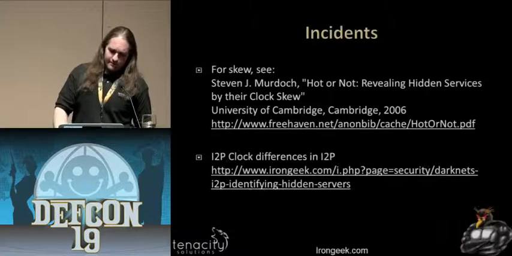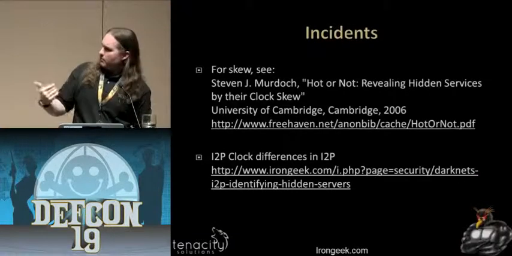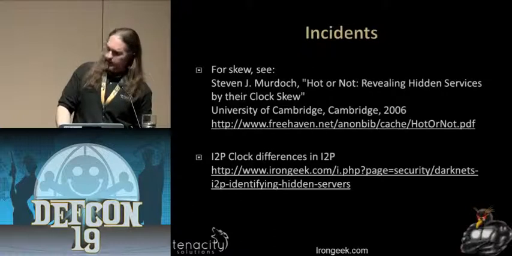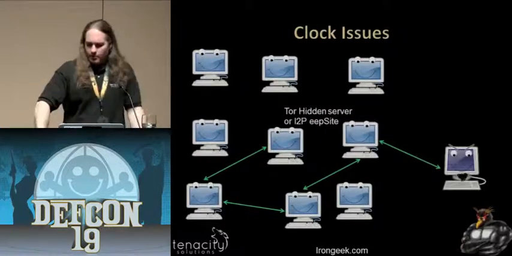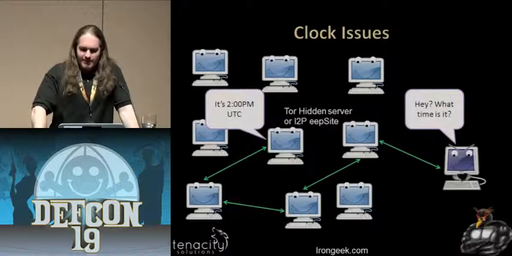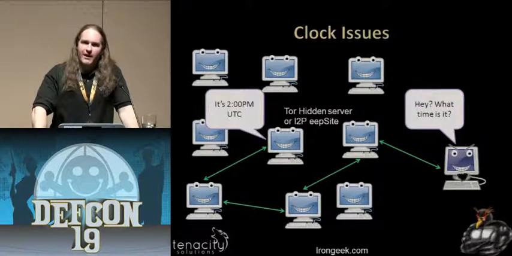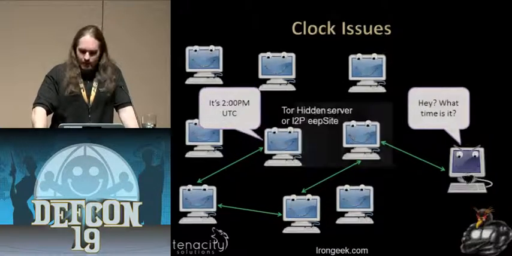There's also been some research on I2P clock differences, and I'm going to show you a table here in a second for a project I did for Tenacity a few months back. But a quick illustration, just because I love putting up these smiley computers. You ask what time it is, you get a report back, and you can start profiling: how different is this person from me, and how different is he from everybody else in the network?